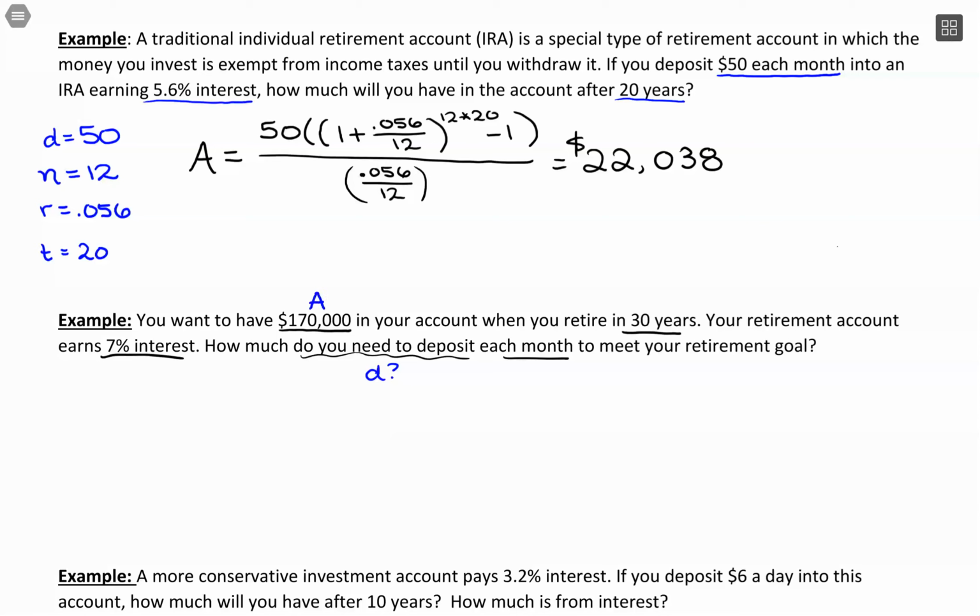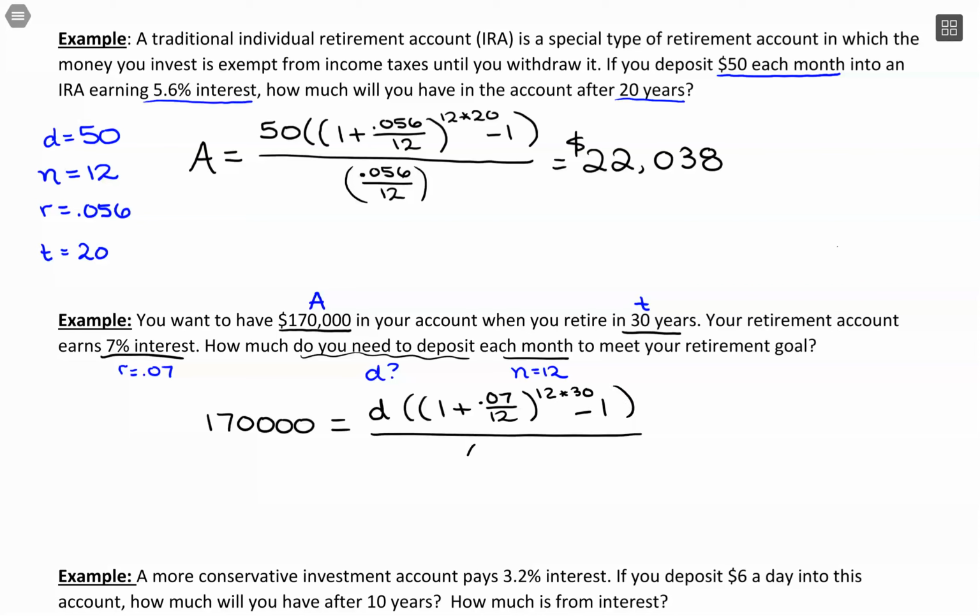So they're giving us the balance of the account. We know the time. We know the rate is 7%. And then we're doing this each month. So we know what N is, but we want to solve for D. So what this will look like is we'll have our 170,000 equals, we don't know D, and then we'll just plug in our other values following our formula. So divided by 12, and then 12 times 30, the minus 1, all over this 0.07 divided by 12.